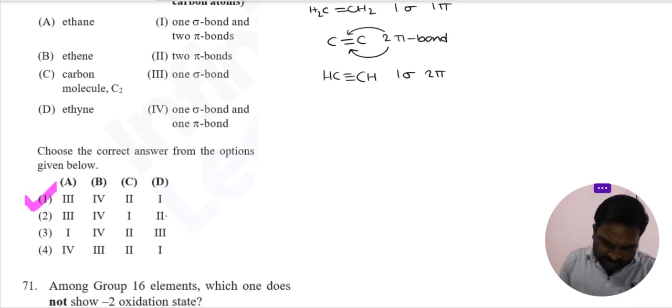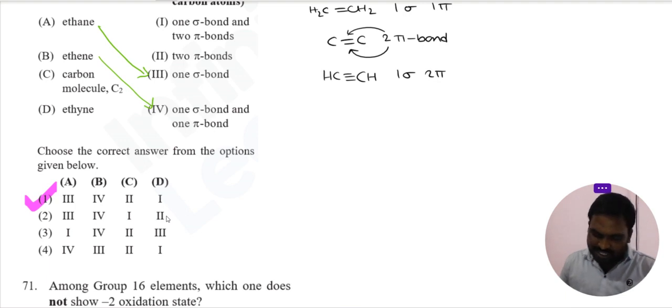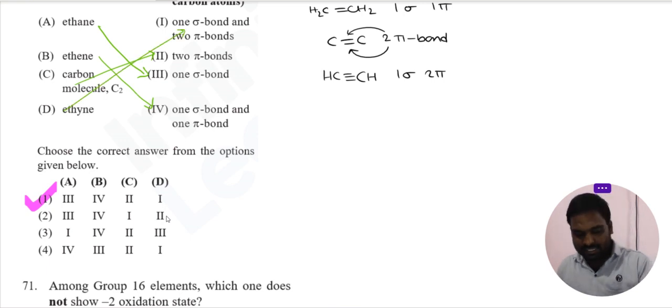So now here A is matched with 3, 1 sigma bond. Ethene matched with 1 sigma 1 pi bond. Next one, the C2 molecule according to MO theory, its bond order is 2. Both are pi bonds. Very important one it is. I explained this point in class also a number of times. So clear? 2 pi bonds. And next one, ethyne, 1 sigma 2 pi bonds. So option 1 is the right answer.